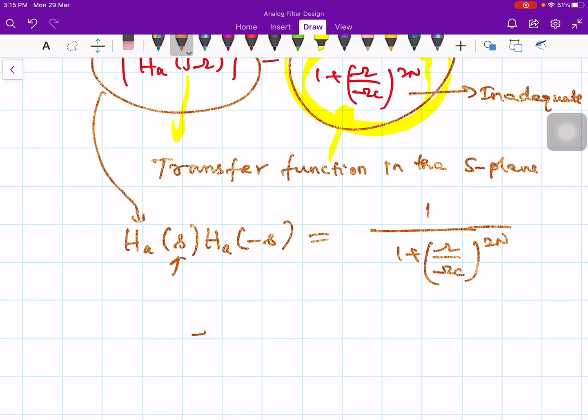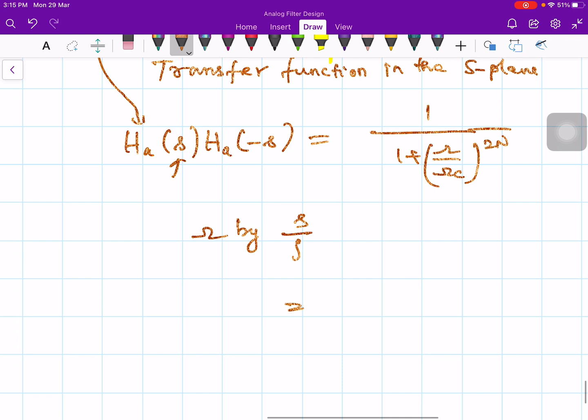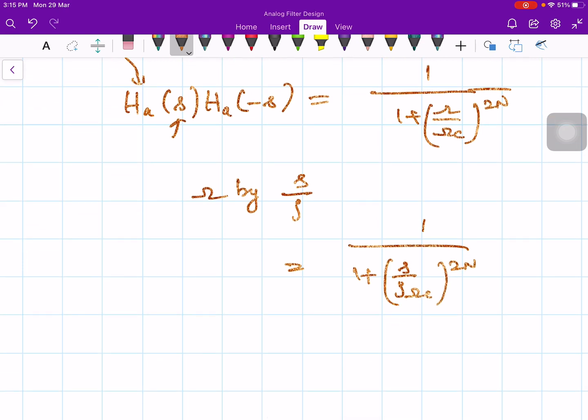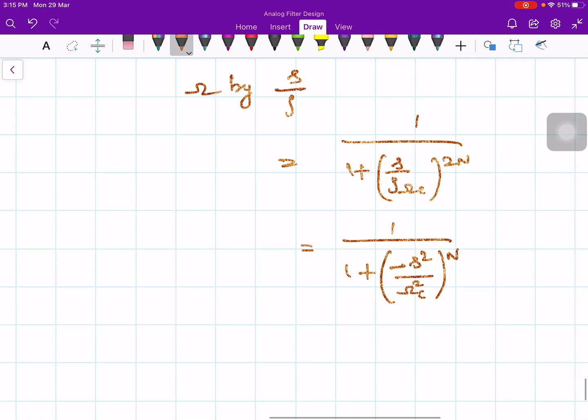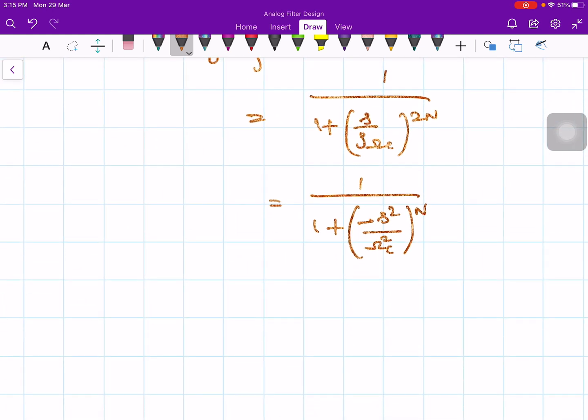You just replace omega by s by j. So in the above expression, it becomes 1 plus s by j omega c to the power 2n. Now bring this 2 to the s, then it becomes 1 plus minus s squared by omega c squared, whole to the power n. So I can write s squared by omega c squared to the n like this. On the left hand side I have HA of s times HA of minus s.